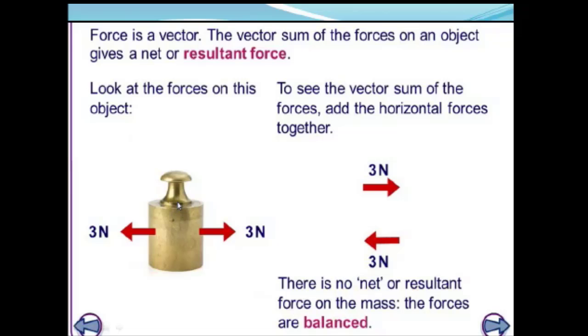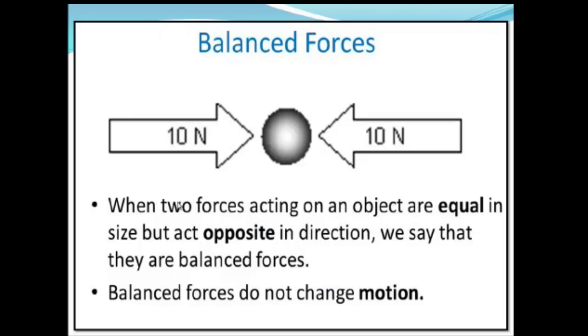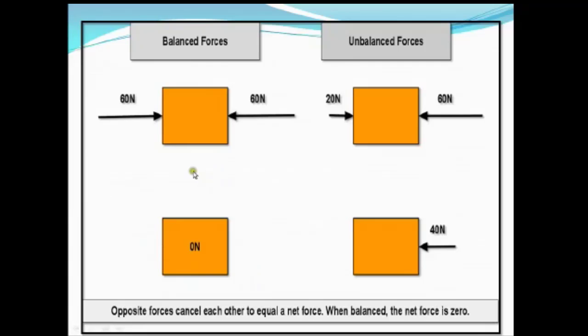The next thing that we are talking about is balanced forces. When two forces acting on an object are equal in size but act in opposite directions, we say that they are balanced forces, and balanced forces do not change the motion. Here you can see some examples of balanced forces and unbalanced forces.